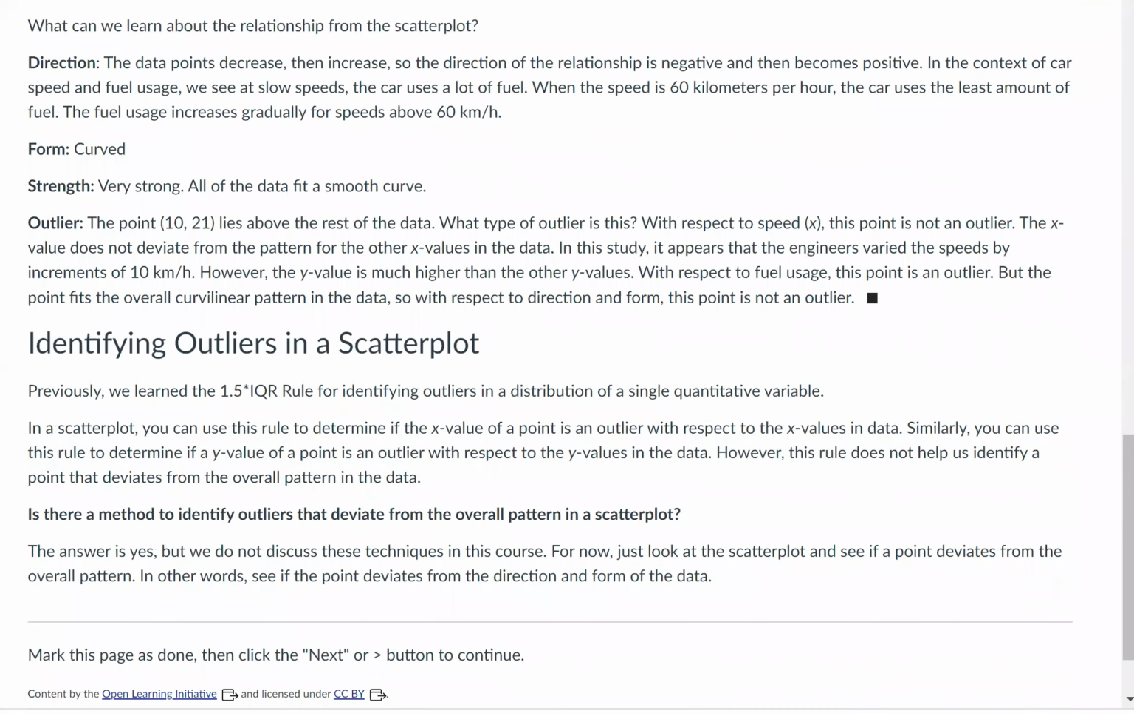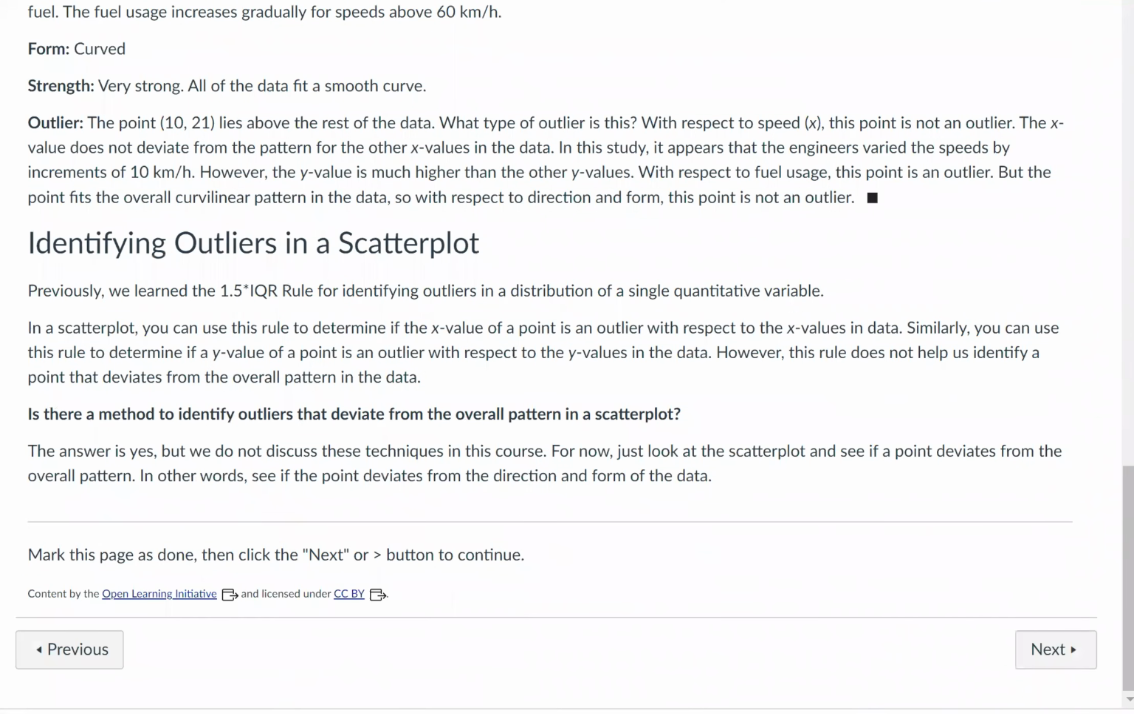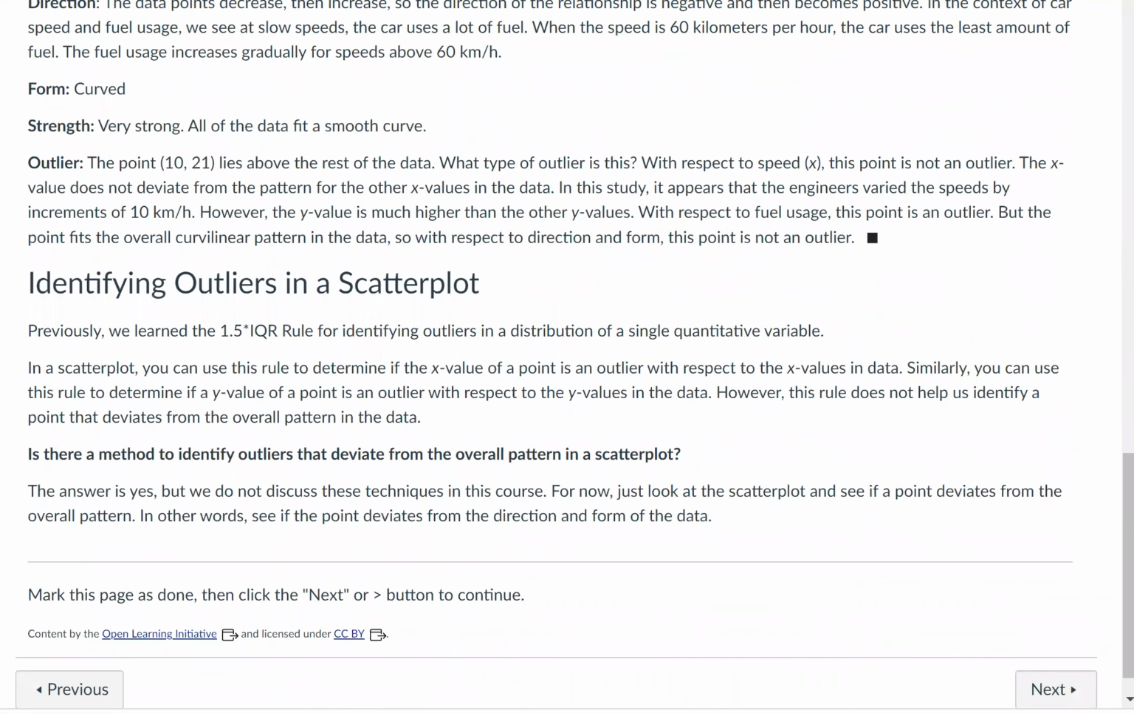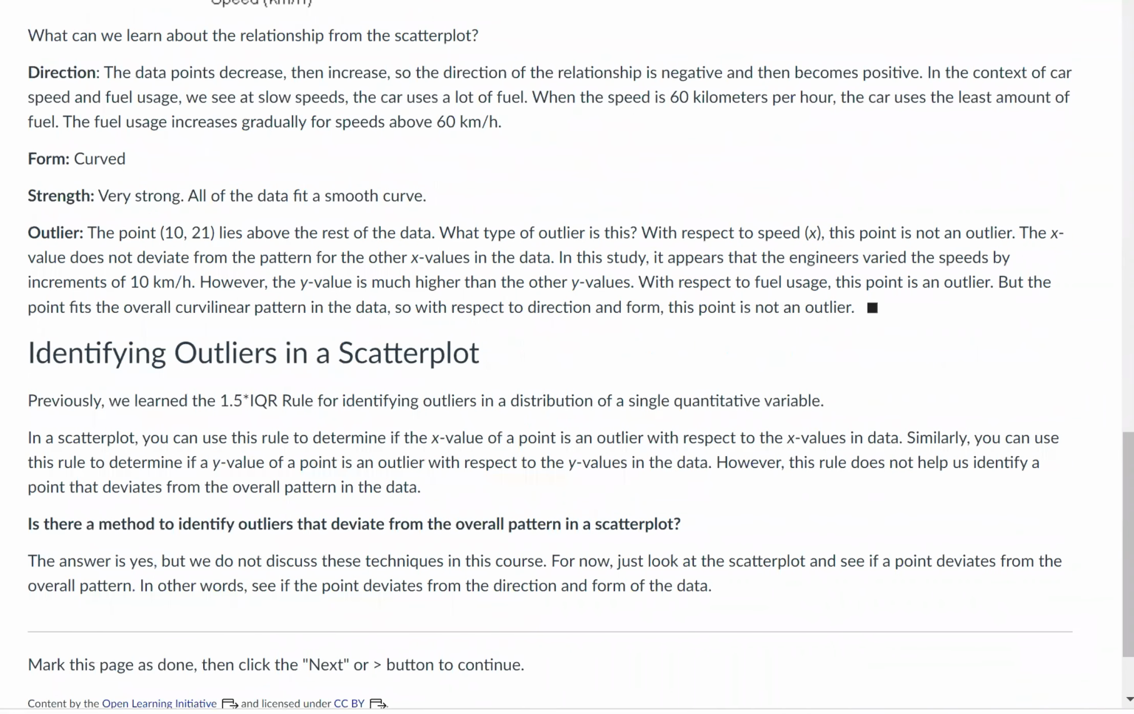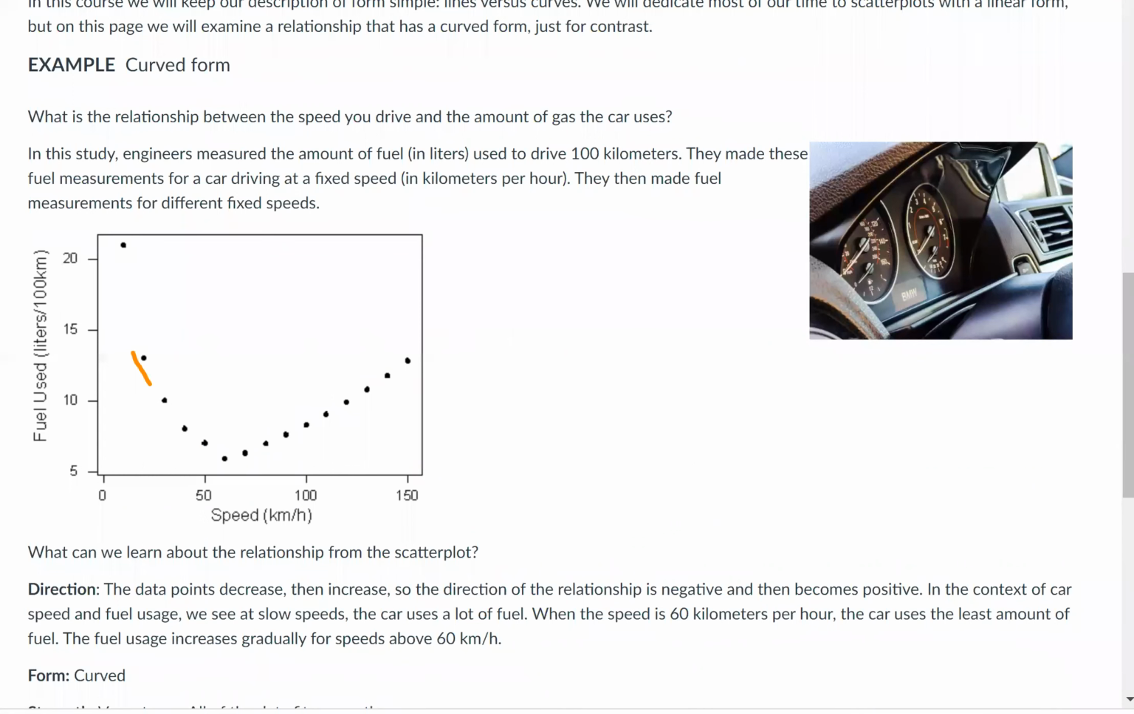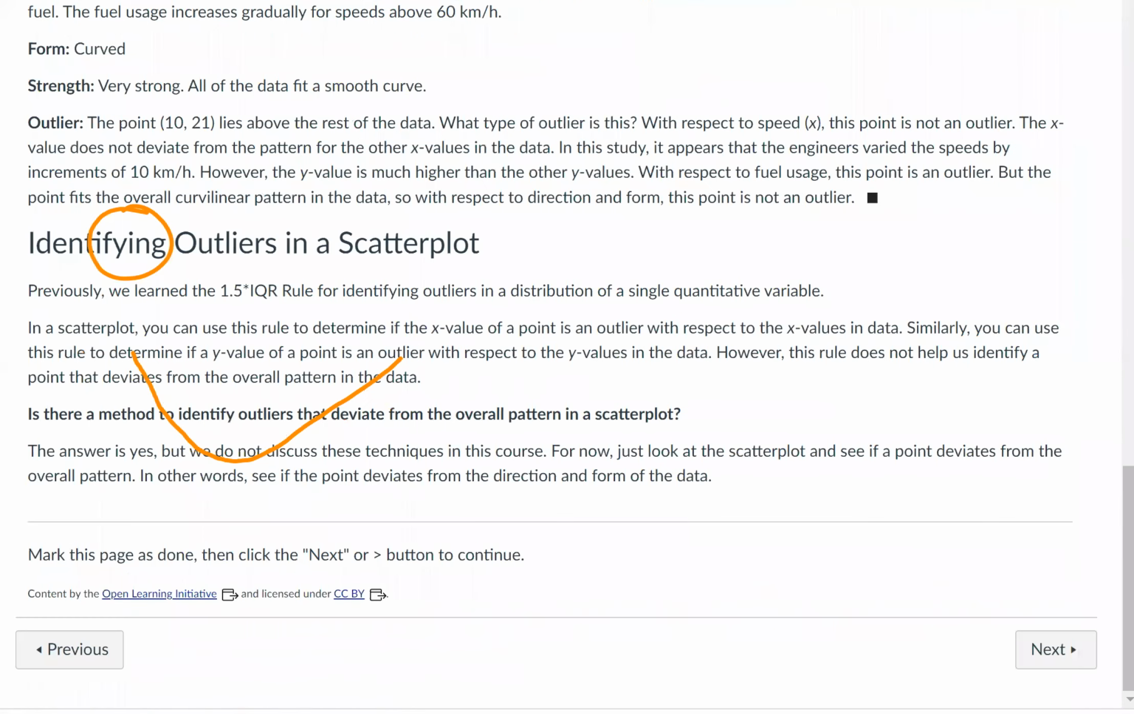Anyway, curved, and the strength is very strong. There's an outlier. The point 10, 21 lies above the rest of the data. We said that these are all fairly close together, but there's one that's way off. It has a super high fuel usage, just for going 10 miles an hour. That's not very quick.